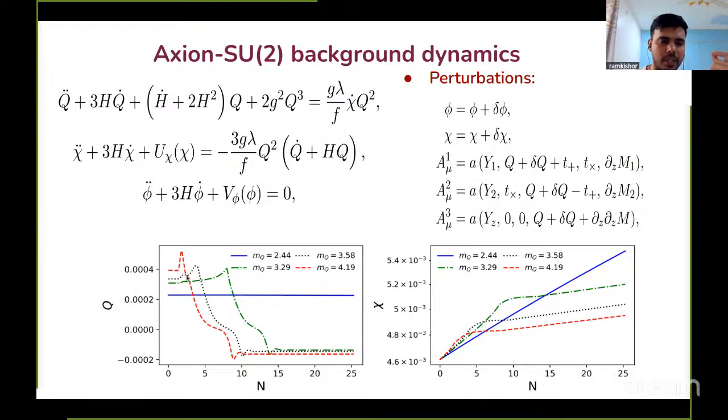So what we realized now, let's look at these other curves, which are the green, black, and red curves. Basically, we start the system in this attractor solution, and then these perturbations get amplified and they back react and lead the system to go to another attractor solution, and that's what we found. If you look at the dynamics of the axion field, it goes with a constant velocity, but then it goes to another branch with a constant velocity which has a lesser speed of growth of the axion field.